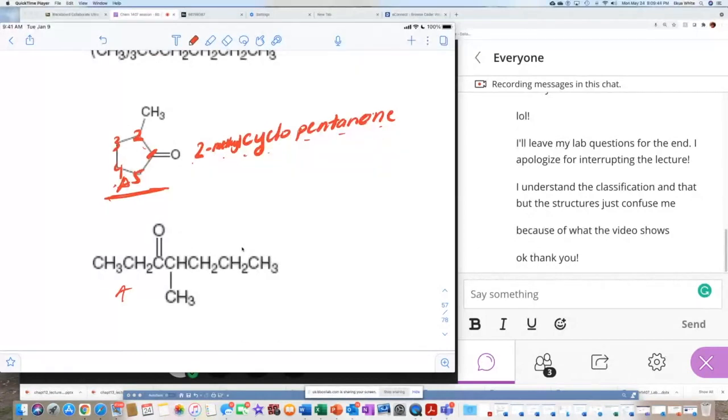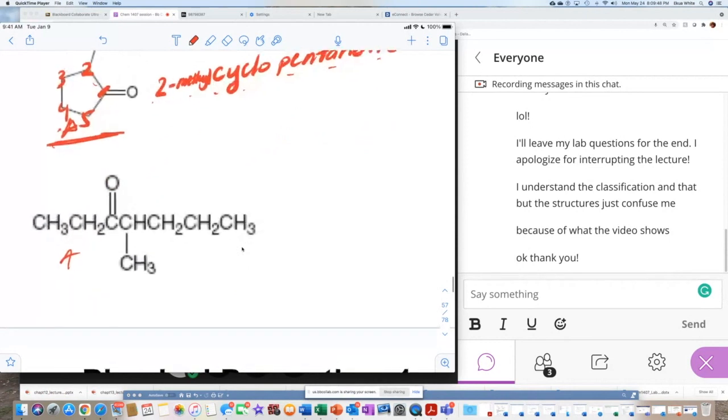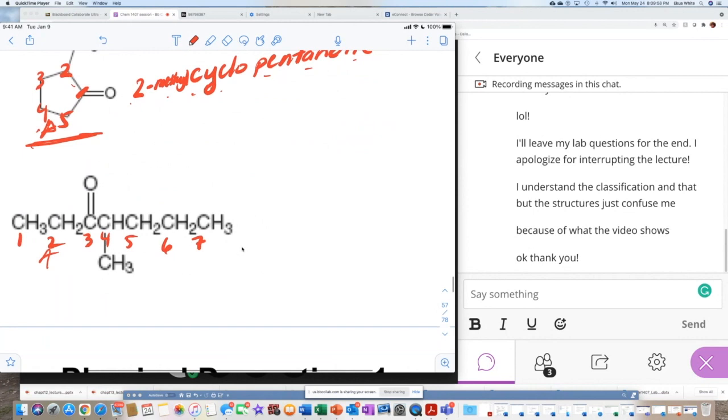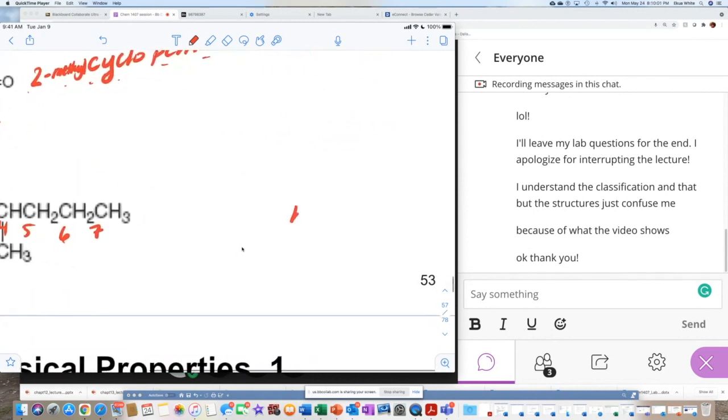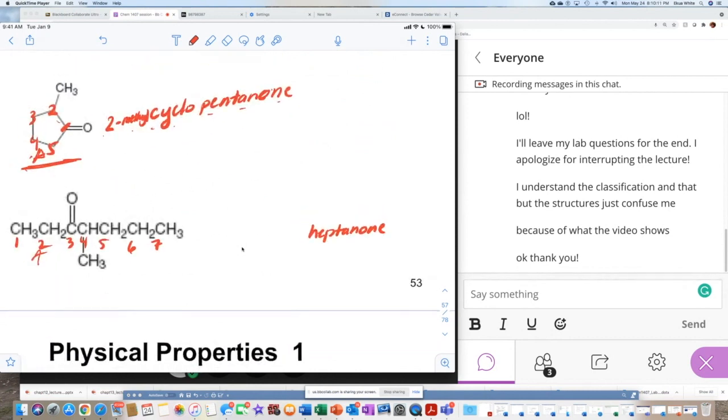This one here is different. I'm going to go through and number it. I have to number from the left. 1, 2, 3, 4, 5, 6, 7. So 7 is heptane. Replace the E with one. So heptanone. But what carbon is this carbonyl on?